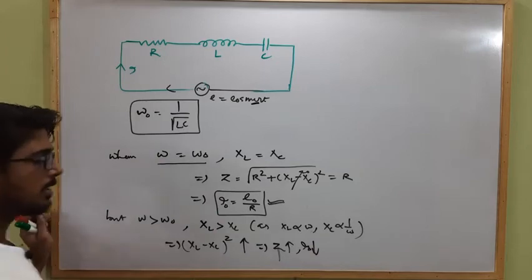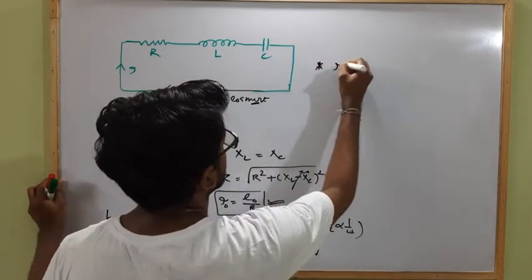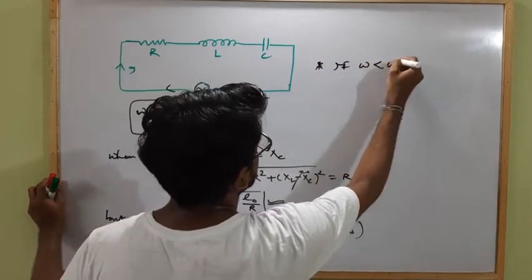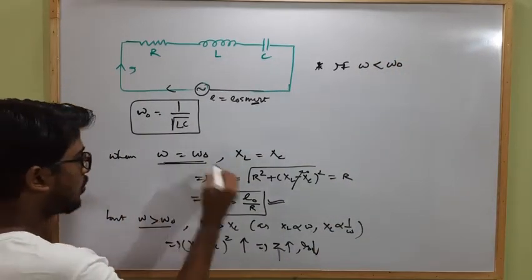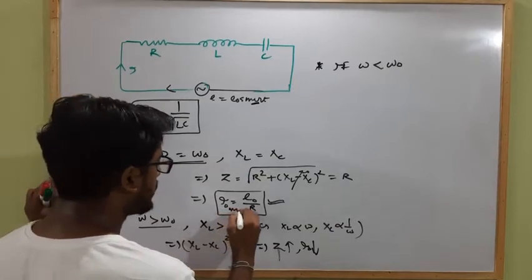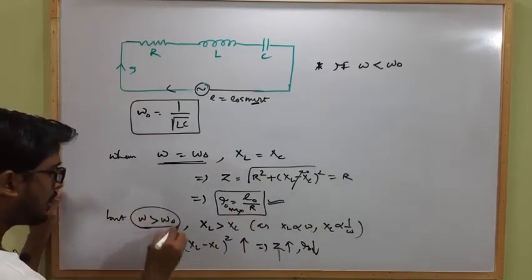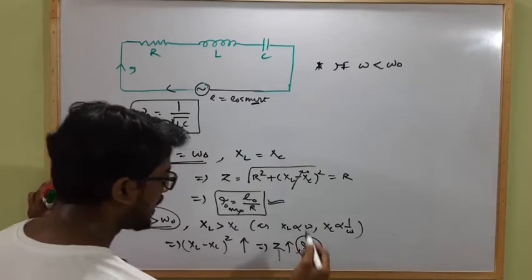Clear? Again, if omega is less than omega naught, here omega is greater than omega naught, here omega is equal to omega naught, then we will get I maximum. This is the maximum value of current. If omega is less than omega naught, I naught will decrease.